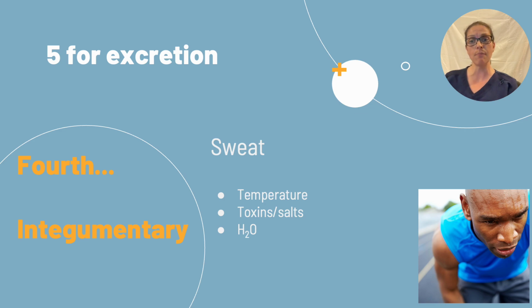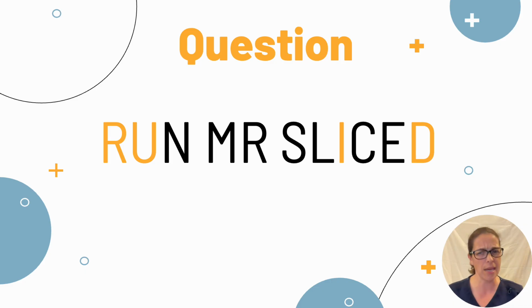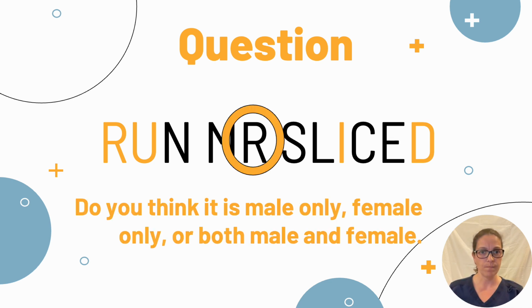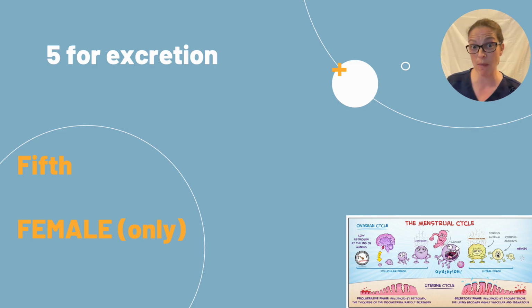So really, really important. Okay, question. We talked about 4 so far: the respiratory, the urinary, the integumentary, and the digestive system. There's one more. It's the reproductive. Now here's the question for you. Do you think it is male? Do you think it is female? Or do you think it is both male and female? Well, the answer is it's just female only.